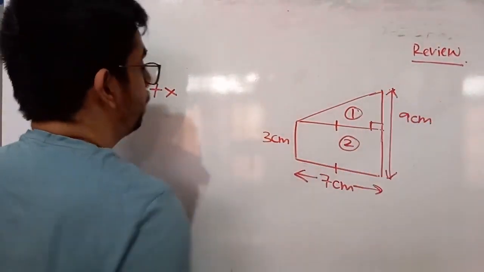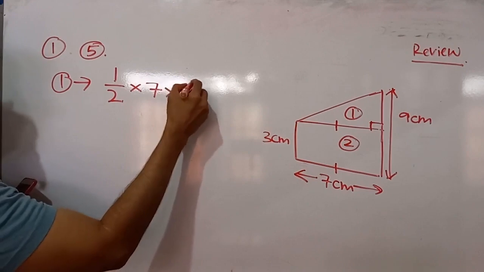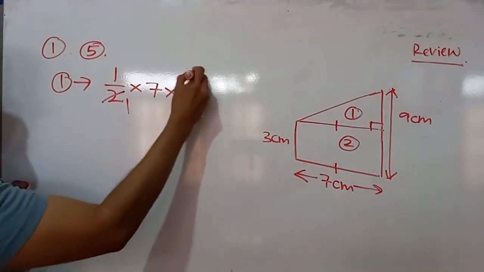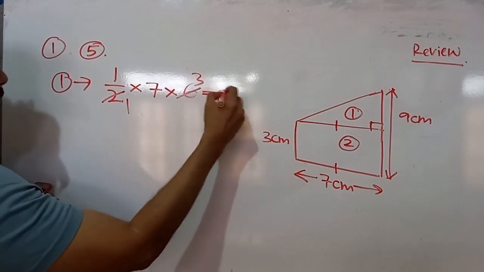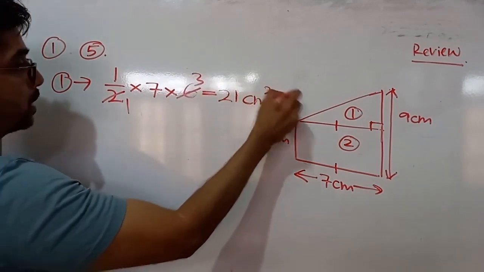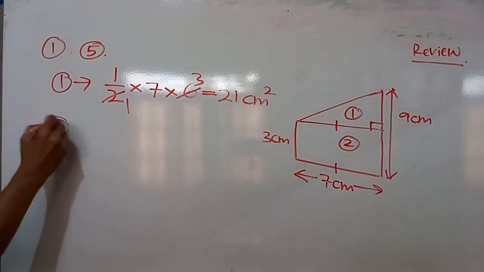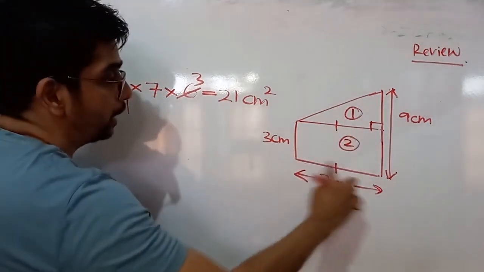In any case, the perpendicular height is here. That is 6 centimeters, right? So 2 times 1, 2 times 3. So we get the area of the triangle as what? 21 square centimeters. Okay, now we will get the area of the rectangle.